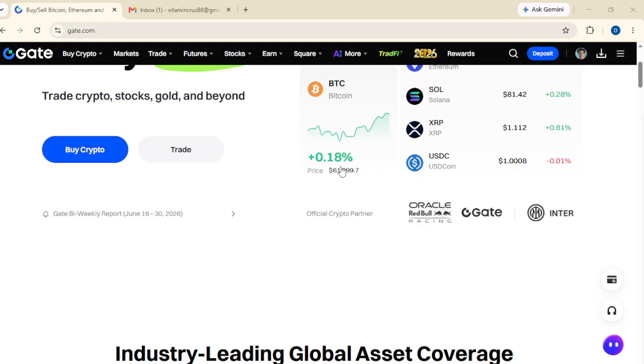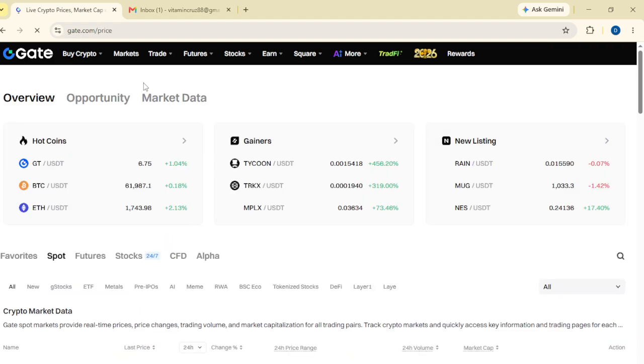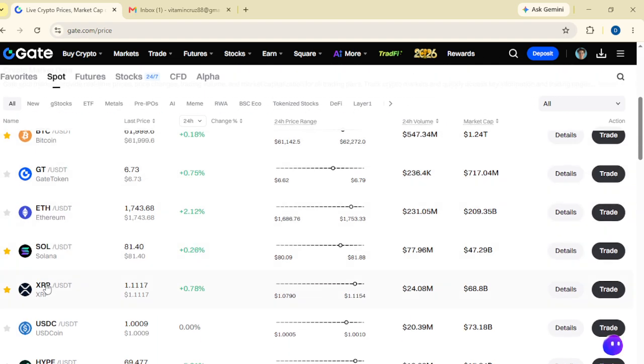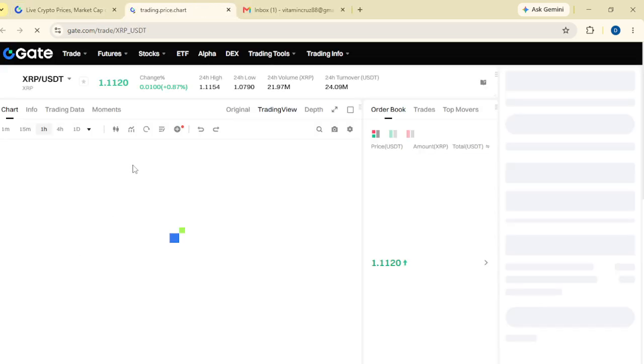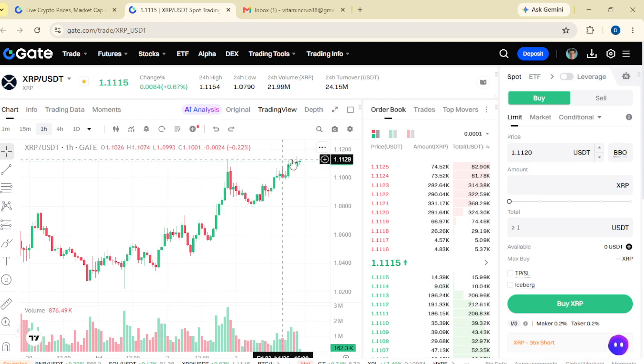Once you're signed in, head over to the Markets section or search for the cryptocurrency you want to analyze, such as Bitcoin, Ethereum, or any other supported coin. Select a trading pair to open its trading page. Here, you'll find the price chart displayed above the order book and trading panel.